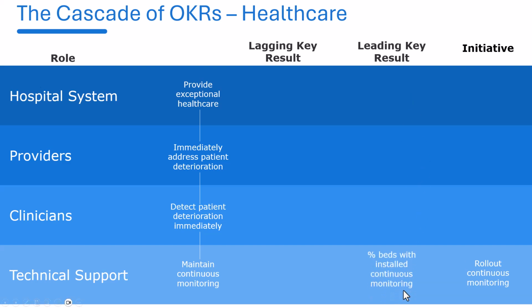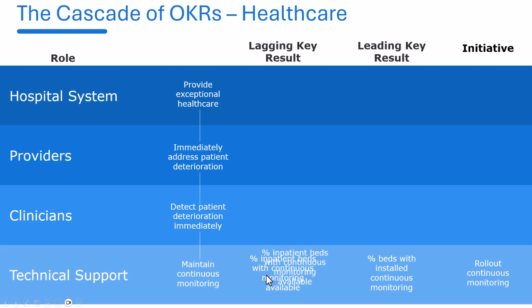Now, that's a leading key result, and if we have more and more beds with monitoring installed, the lagging key result is the number of inpatient beds with continuous monitoring available. So even though it's installed, it might not be available because we don't have the training, we don't have the capacity, the monitor's been moved somewhere else, whatever that might be. So ultimately, the lagging measure, how do we know we've maintained continuous monitoring? That measure, inpatient beds.